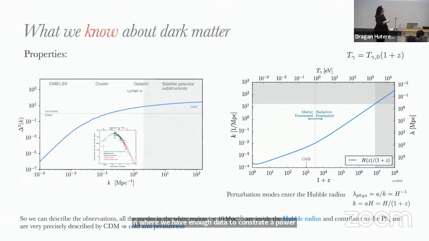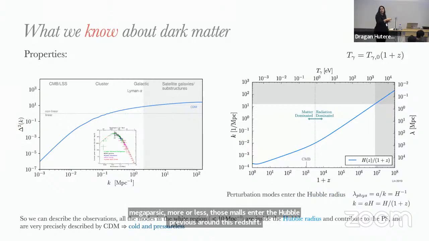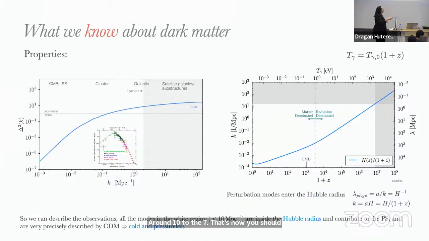Okay, so the modes that have this size here, 10 megaparsec more or less, those modes enter the Hubble radius around this redshift, around 10 to the 7. That's how you should read this plot. So whatever corresponds here to this curve is when the modes enter the Hubble radius and start contributing to the power spectrum.